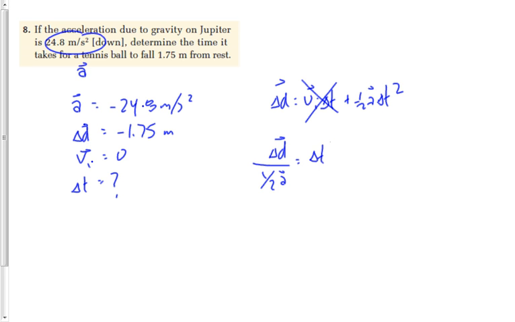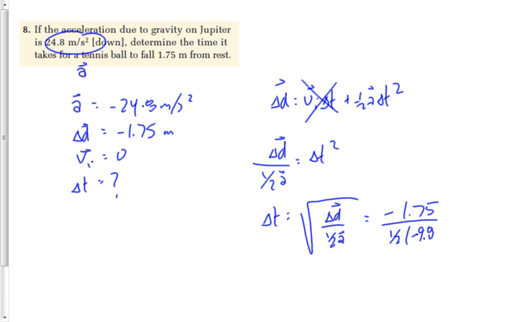That's equal to T squared. So T will be equal to, now we got to get rid of the square by square rooting, the square root of D over 1/2 A, or alternatively, the square root of 2 times D over A. Both the same answer. Negative 1.75 divided by 1/2 of negative 9.81. And what do we get for the answer then when we do that? My guess is it's going to be a pretty quick time interval here. It's only falling 1.75 meters, and it's falling at 2.5 times the rate that it would on Earth. What's our time there, Louis?